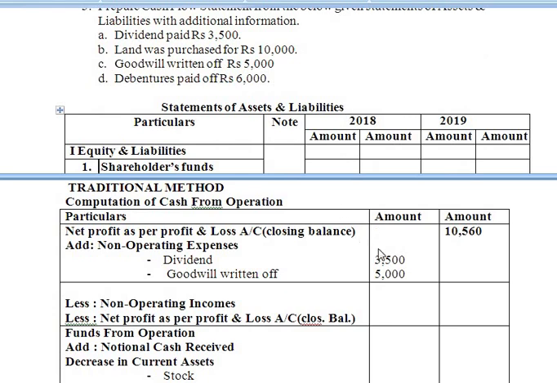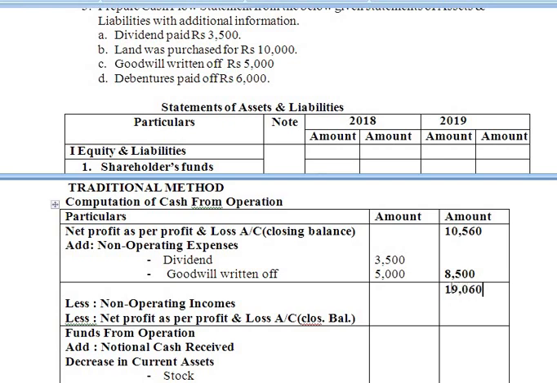Goodwill written off 5,000. Okay, now make the total and take it in the outer column. 3,500 plus 5,000, 8,500. 8,500 we have to add it in 10,560. Okay, so the total will be 19,060 rupees.